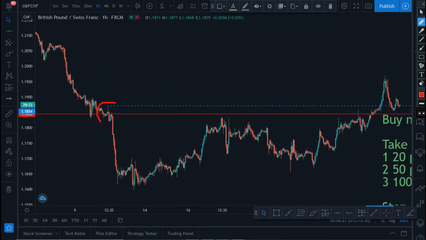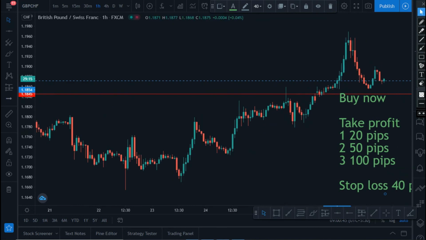Did you notice this particular area, this area, this area? What do these three areas represent? Resistance? You are right. So this resistance is simply broken out by this bullish momentum.